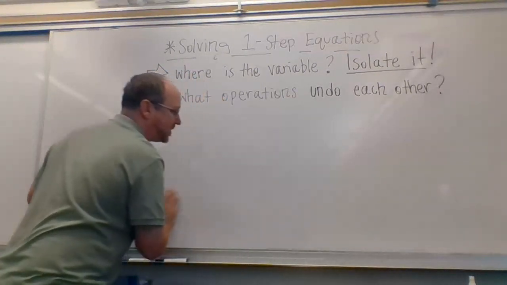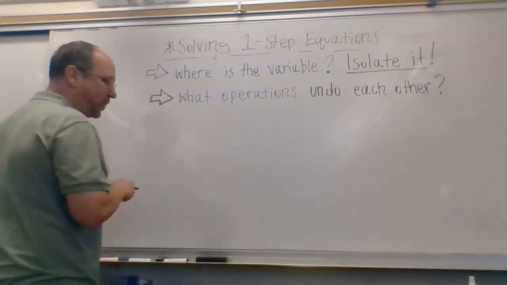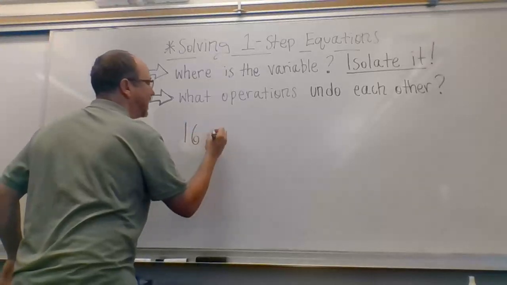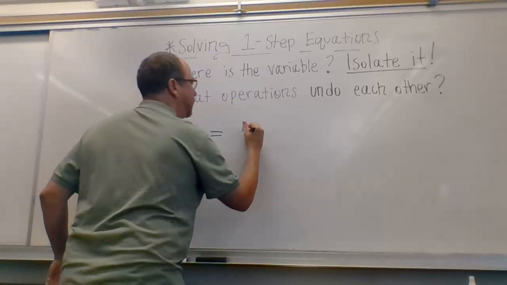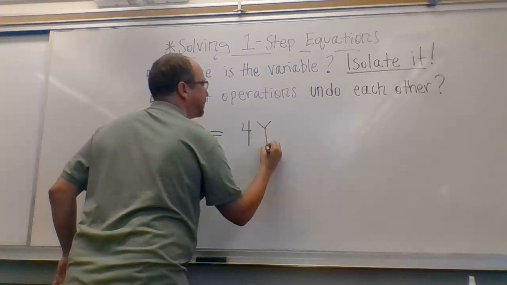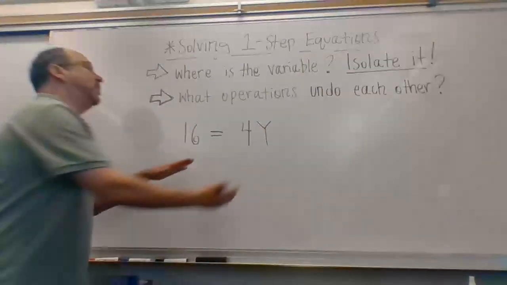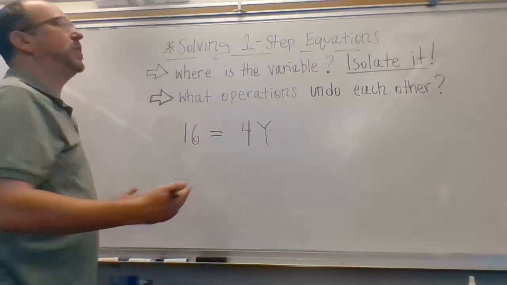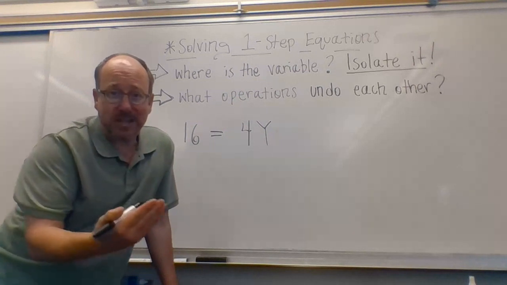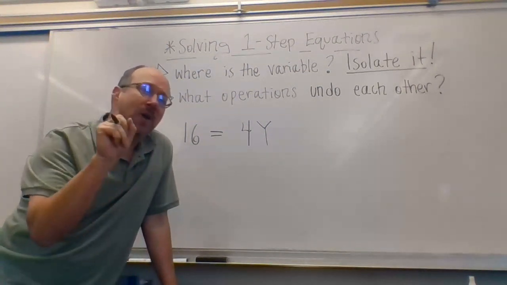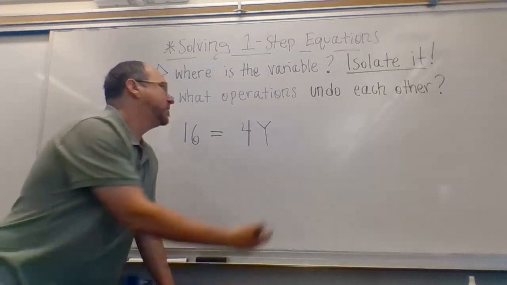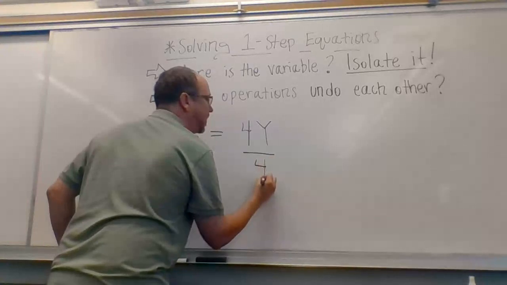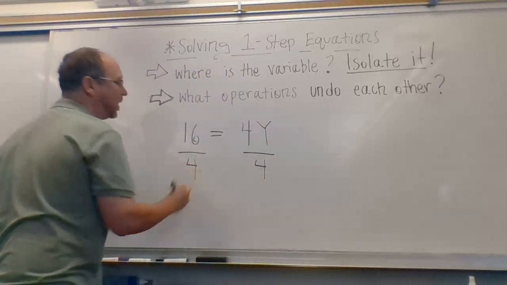We got 2 more operations. Next, we're going to look at multiplication. If we have 16 is equal to 4y, where's the variable? He's on the right side. What's going on with him? He's being multiplied by 4. What operation are we going to do to undo it? We want to isolate the variable. We want to find out what 1y is worth. So how are we going to make 4y's into 1y? We're going to undo multiplication with division by dividing by 4.